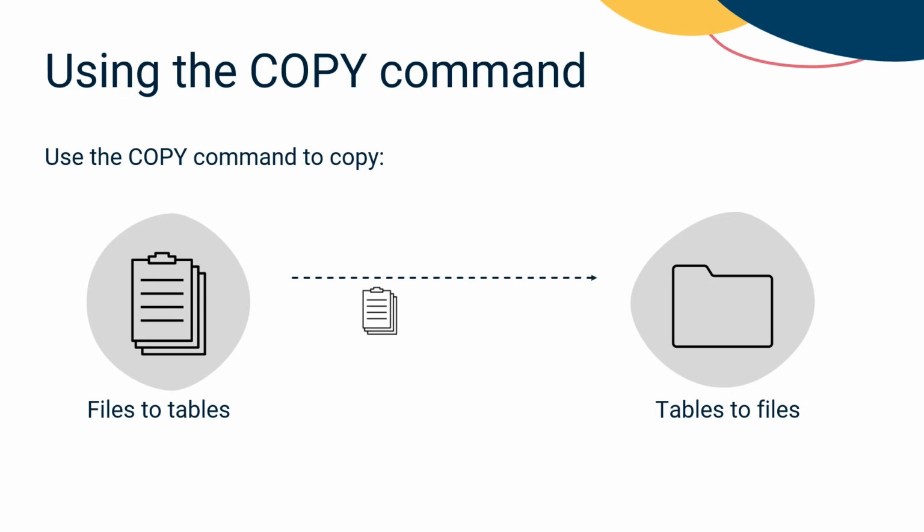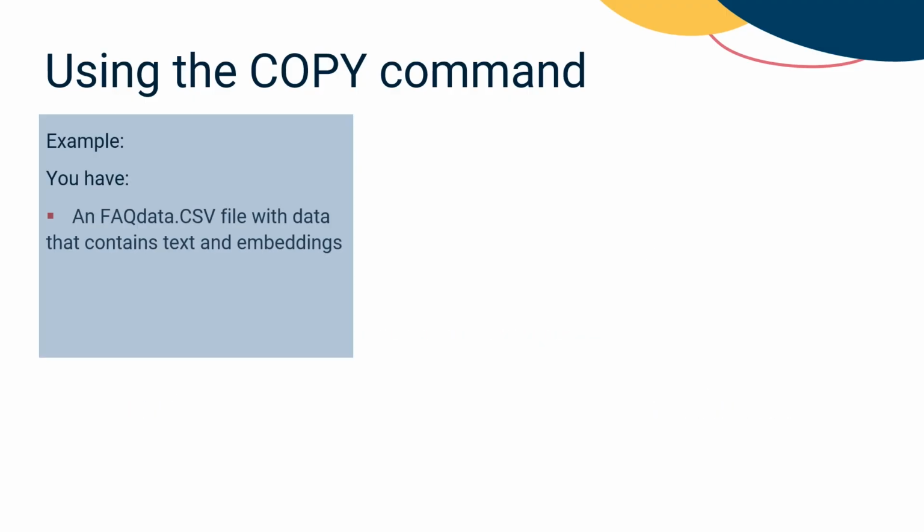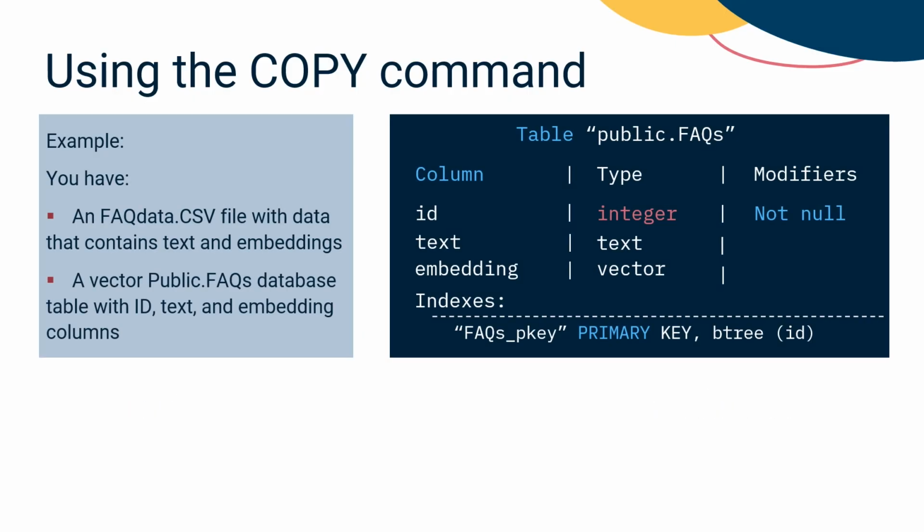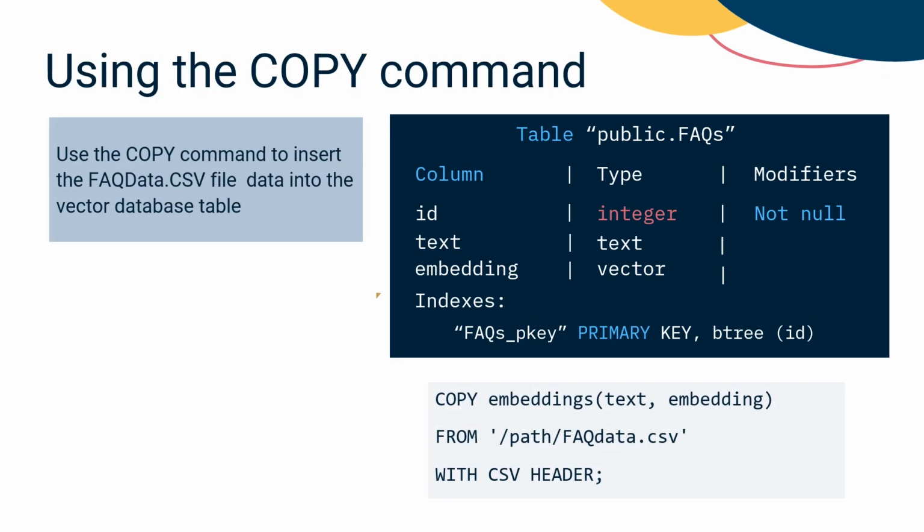PostgreSQL provides the copy command to transfer data from files to tables and tables to files. For instance, if you have an faqdata.csv file that contains text and their respective embeddings, and you have a vector database containing a public FAQs table set up with an ID, text, and an embedding column, you can use the copy command to insert data from its CSV file into the table.